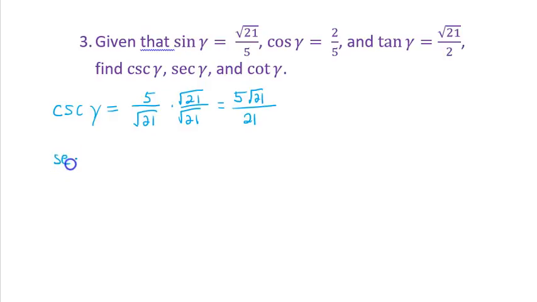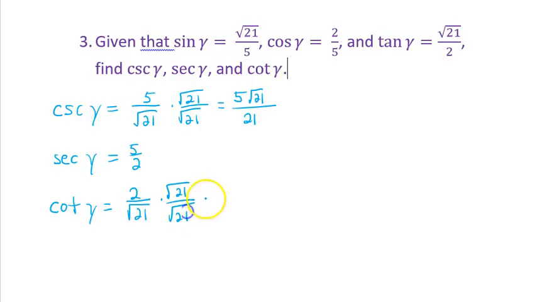Now for the secant of gamma, you actually don't have to worry because there's no square root in that. You can just flip it, and that would be 5 over 2. But then again, when you get to the cotangent of gamma, you would end up with flipping that, and it would be 2 over the square root of 21. And again, you would have to rationalize. So I'm going to multiply by the square root of 21 over the square root of 21, which will be 2 square roots of 21 over 21.